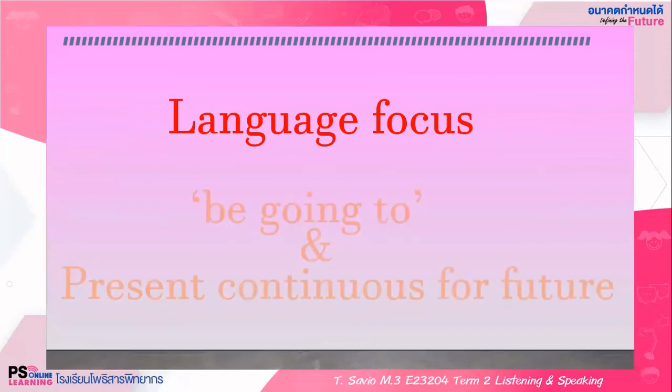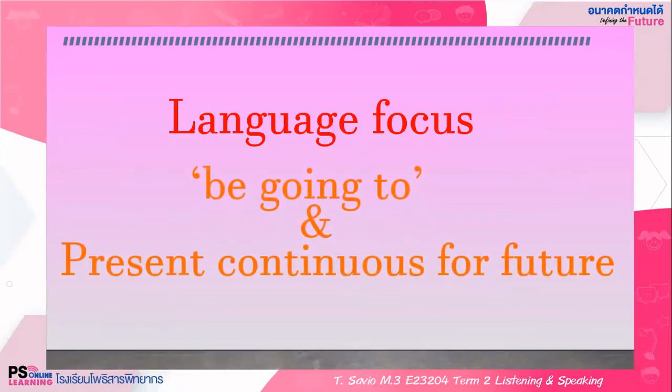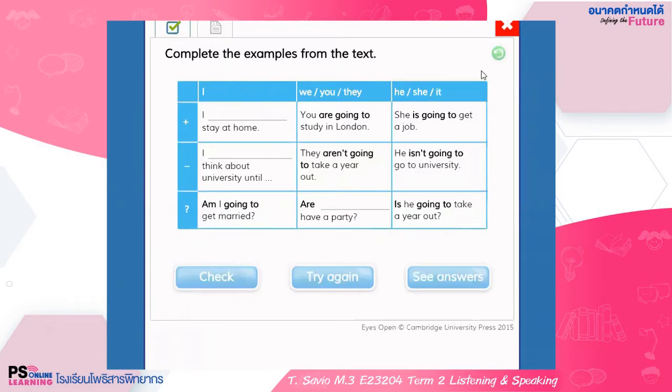Language focus. Be going to and present continuous for future. Be going to. Complete the examples from the text. In every part, we have to use going to. So be going to. I'm going to stay at home. You are going to study in London. She is going to get a job.